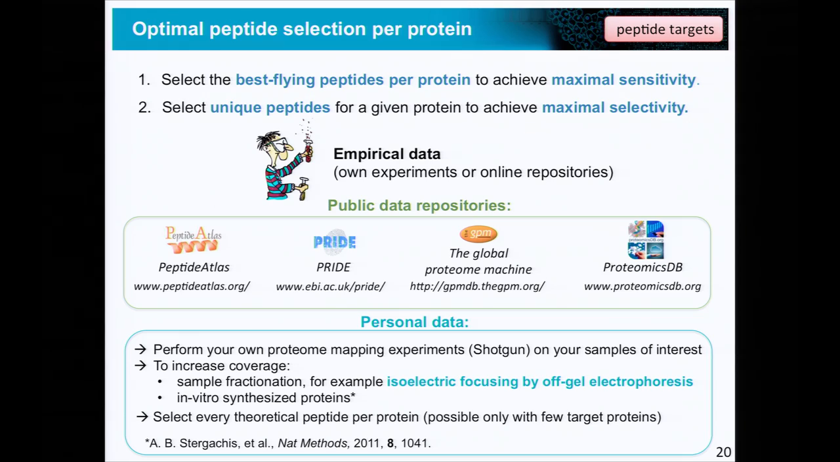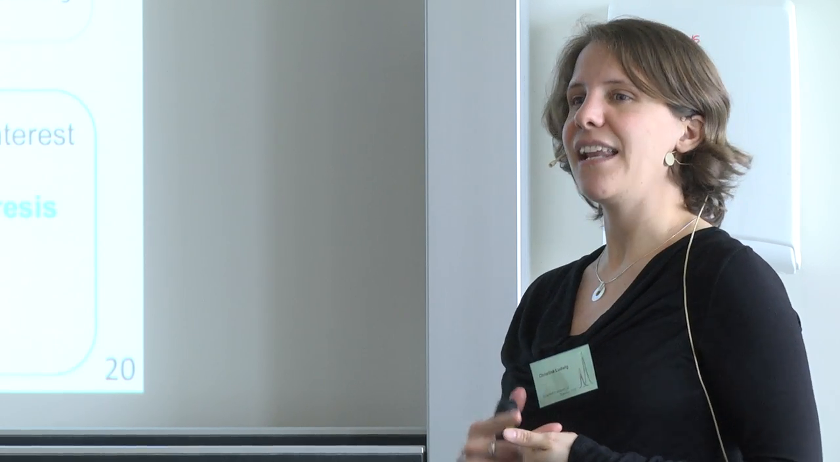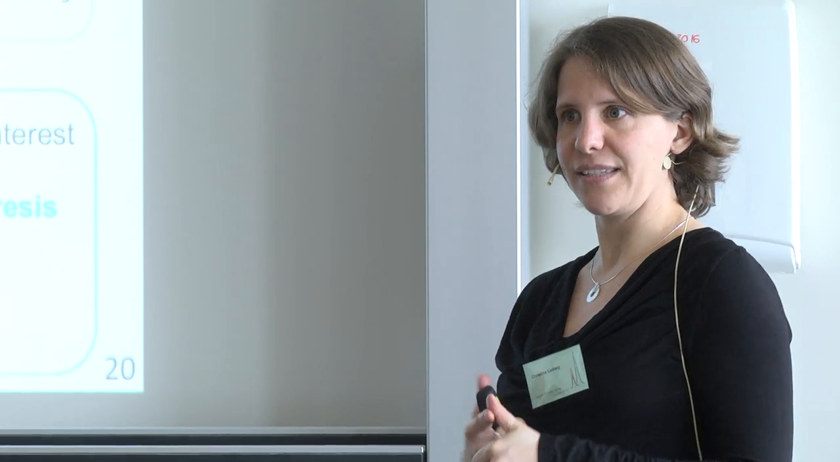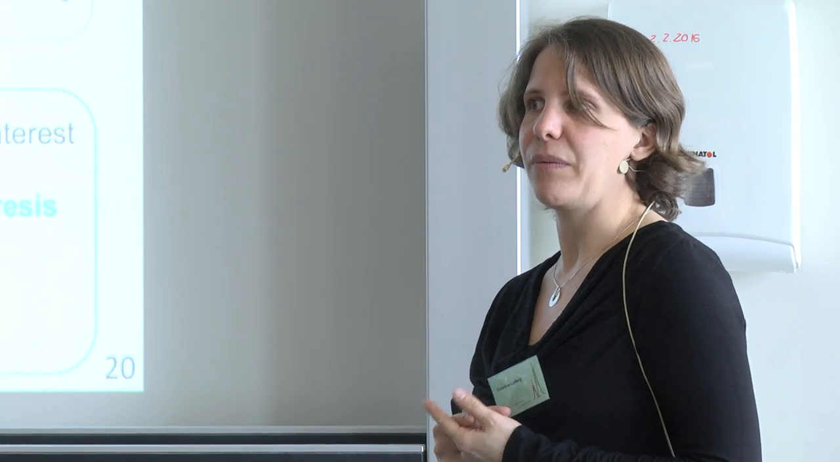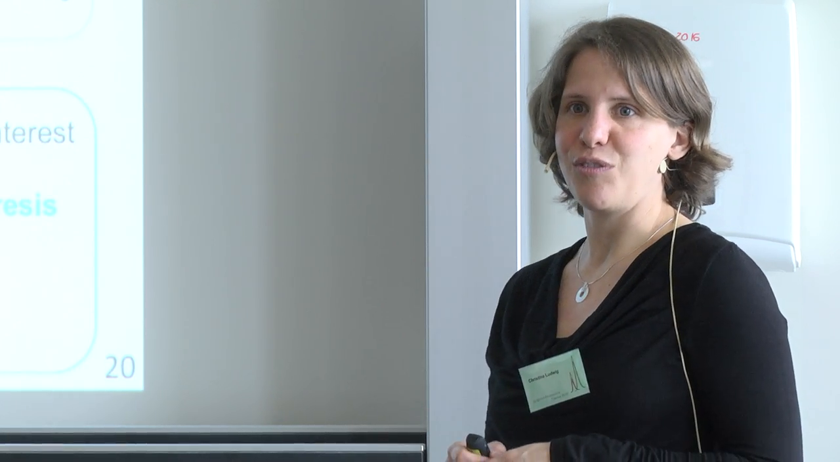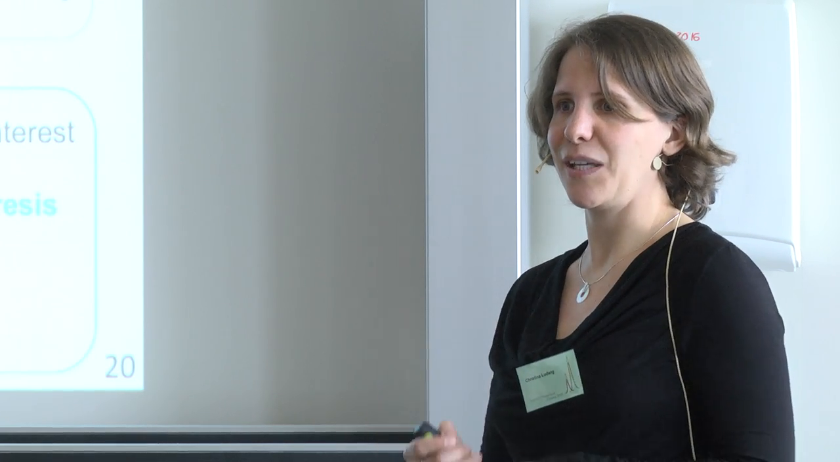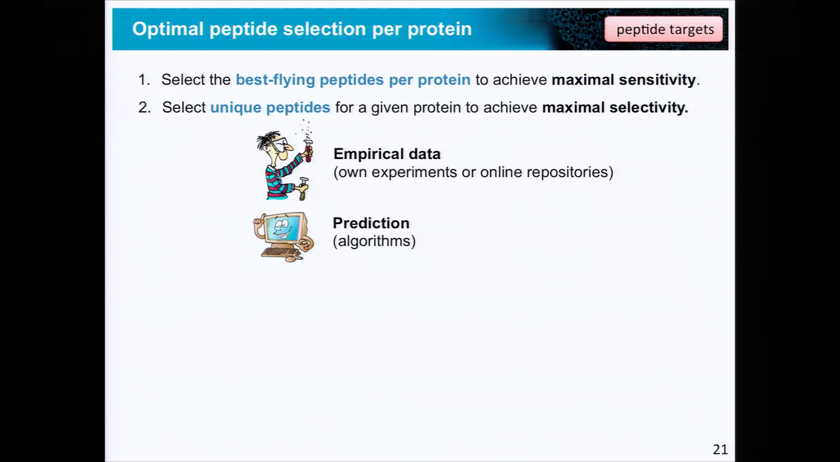Or a third option that you have, you can select every theoretical peptide per protein. So you can just in silico digest your protein sequence with trypsin, and then you get 10 or 100 or 500 peptides. You make a list of all of them, and in an initial survey analysis, you measure all of those peptides with SRM, and then by the end of this pre-experiment, you will know what are the best peptides in my experiment for this one. However, this is of course only feasible if you have very few target proteins, because otherwise it will take you years to cycle through all theoretical peptides. And then there is a third option.